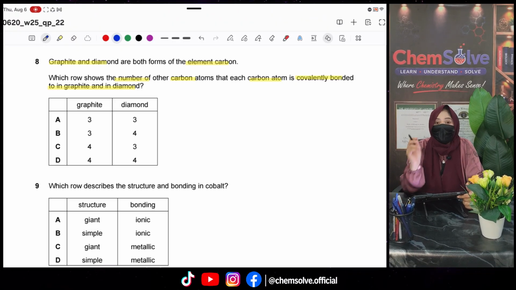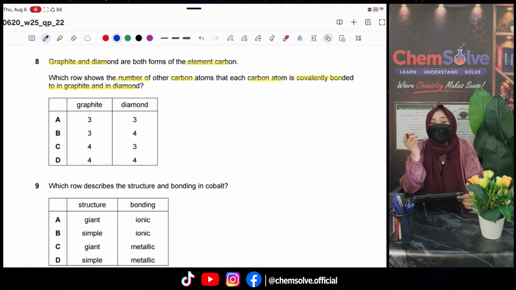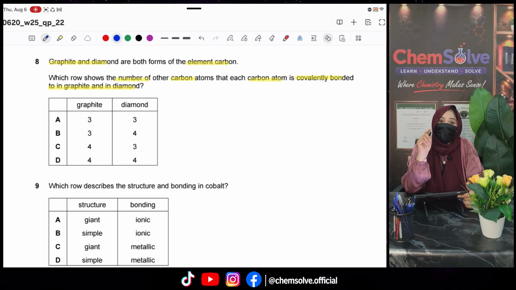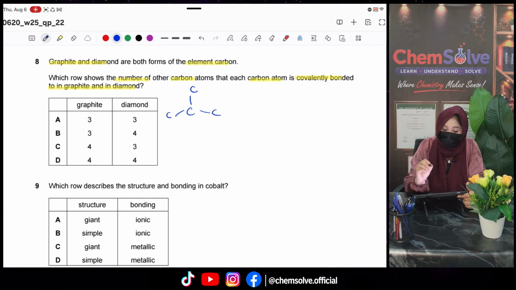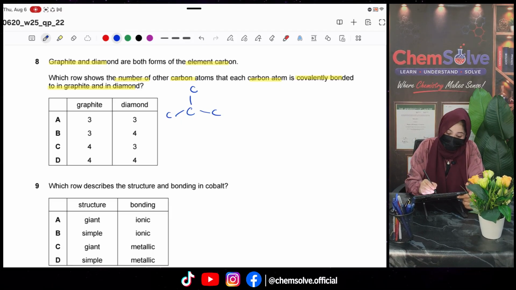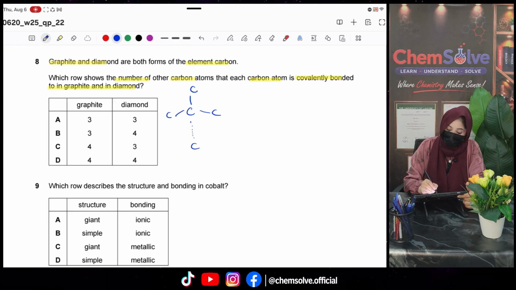So basically, graphite is a hexagonal layer structure. Carbon is in group 4, so it will make 4 covalent bonds. But in graphite, 3 covalent bonds are the stronger ones, while 1 bond is a weaker attraction between the layers. So each carbon atom is combined with 3 carbon atoms through strong covalent bonds, while the fourth one is weakly attracted to a carbon atom in the other layer. This is for graphite.